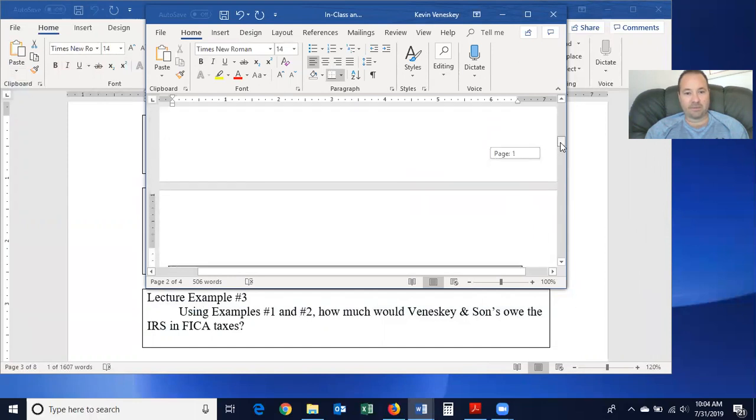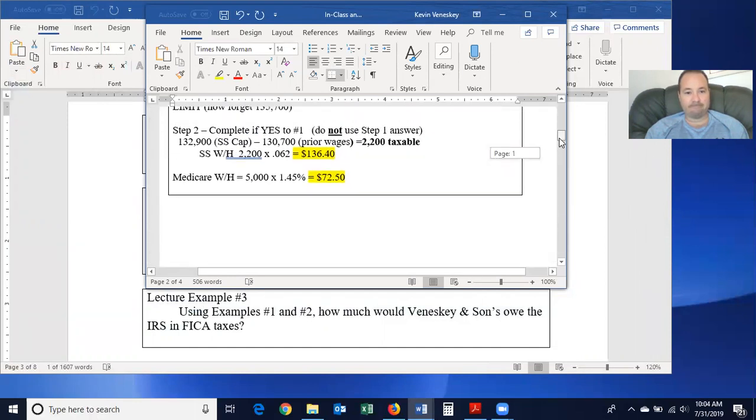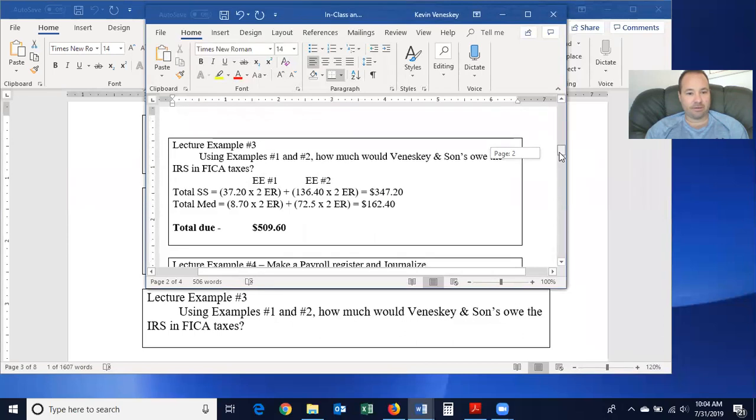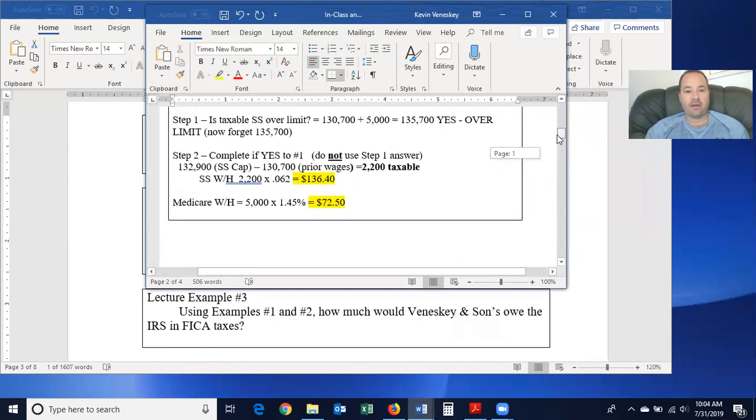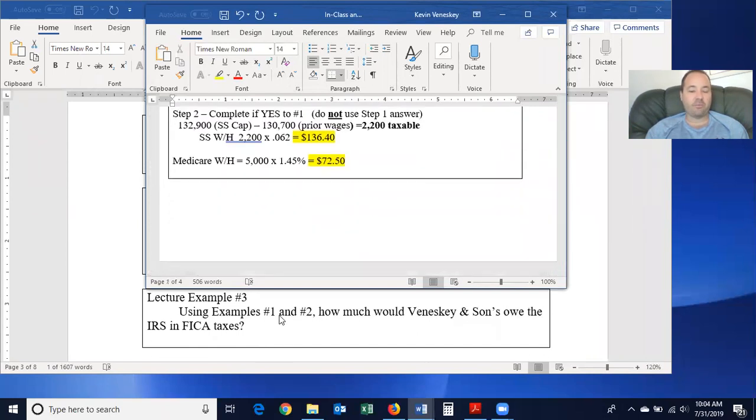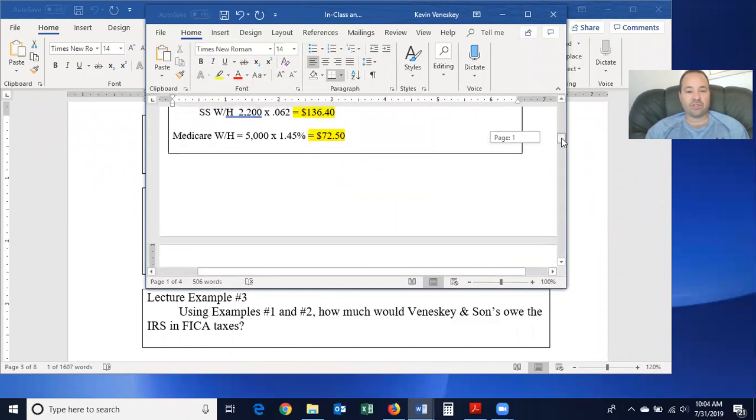What I did is I took the third, let's see what I did. Make sure total Social Security. Oh yeah, I'm sorry, I didn't read it right. From examples 1 and 2, not just example number 2. So let's just do example number 2 while those numbers are still fresh in our head.